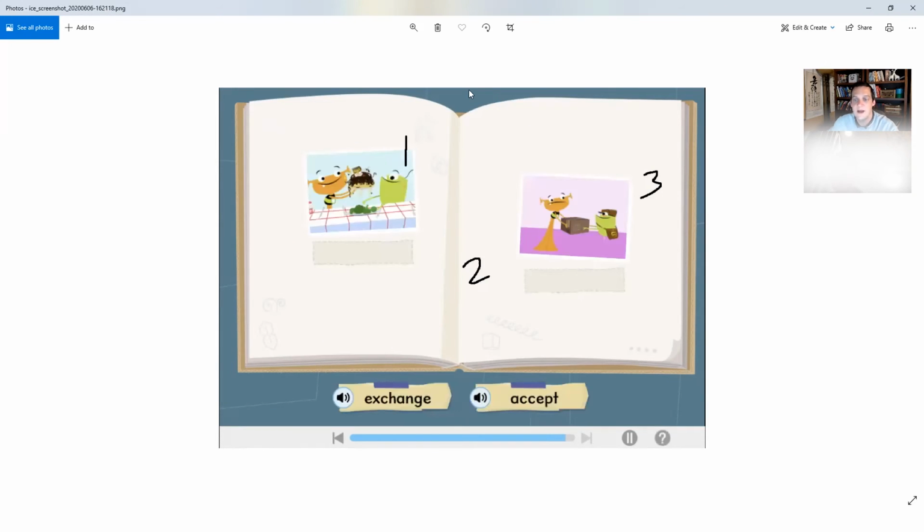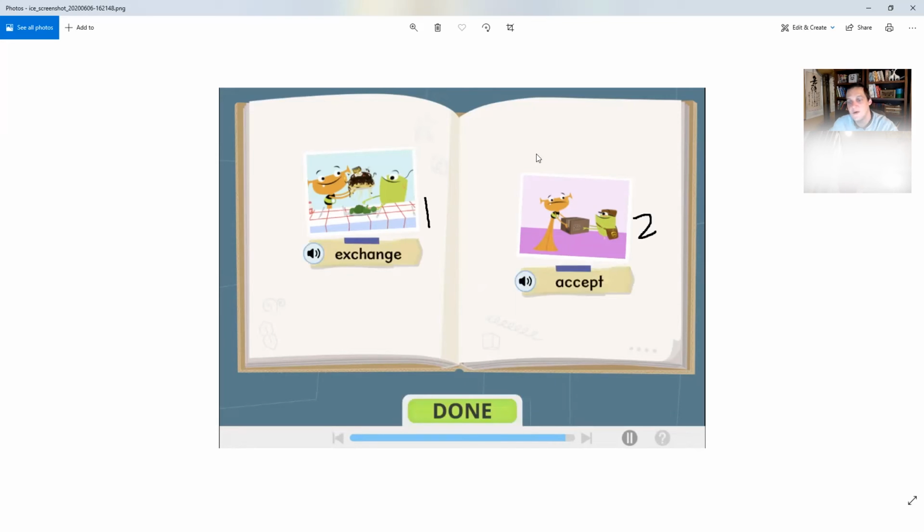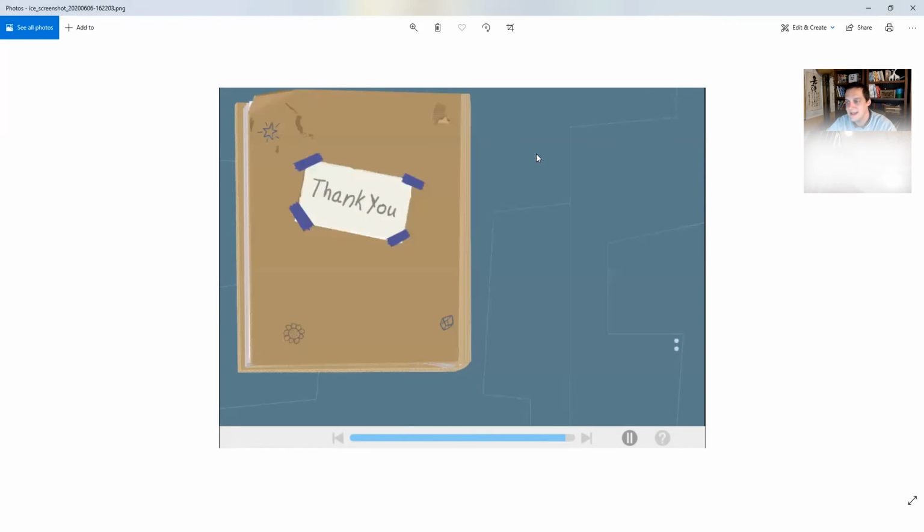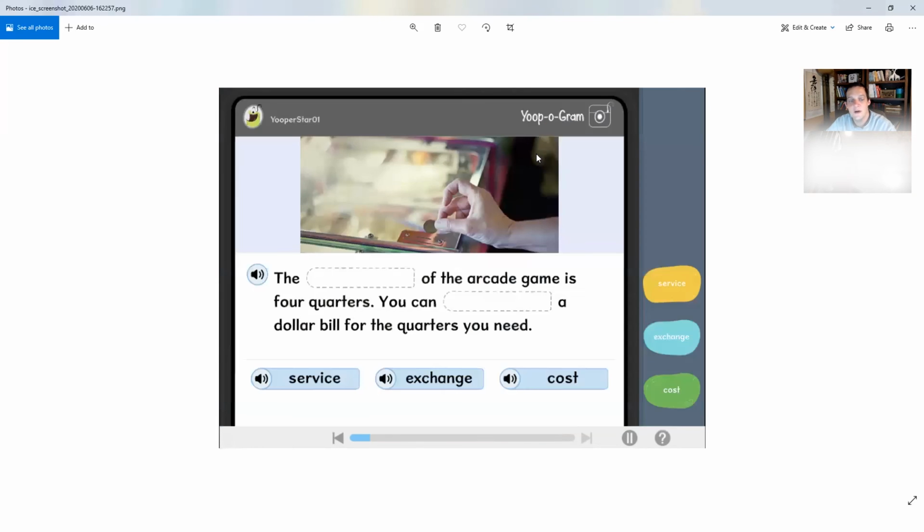And then we have number 1 and number 2. Exchange and accept. Which one is exchange? Which one is accept? Exchange is 1. Accept is number 2. Yeah, very good. So they exchange their food and you accept the box. Thank you. All right, let's go over this one here.